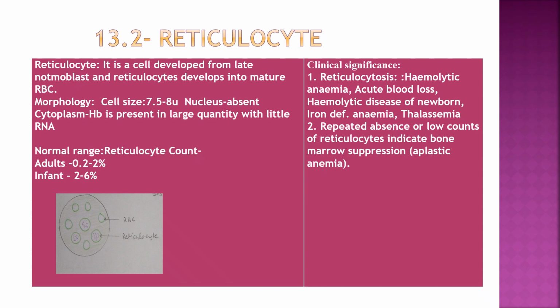Reticulocyte count increase is called as reticulocytosis. It is seen in hemolytic anemia, acute blood loss, hemolytic disease of newborn, thalassemia, iron deficiency anemia. And absence or low count of reticulocytes is seen in bone marrow suppression, that is aplastic anemia.